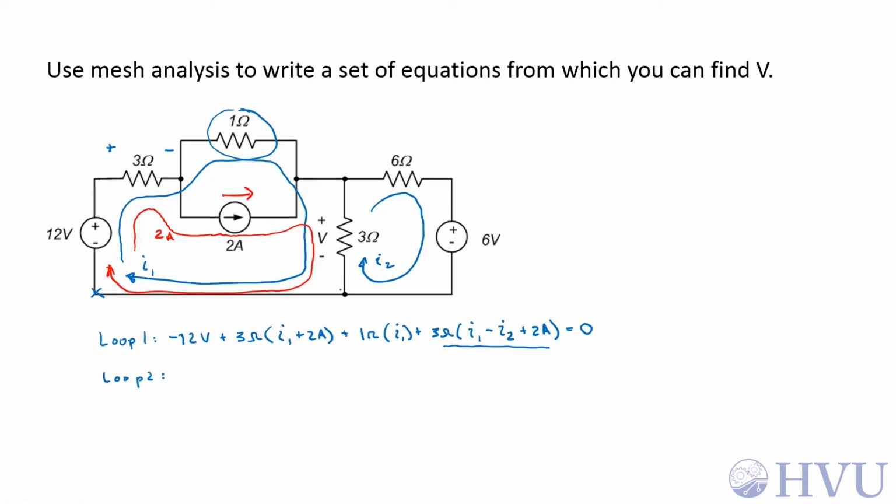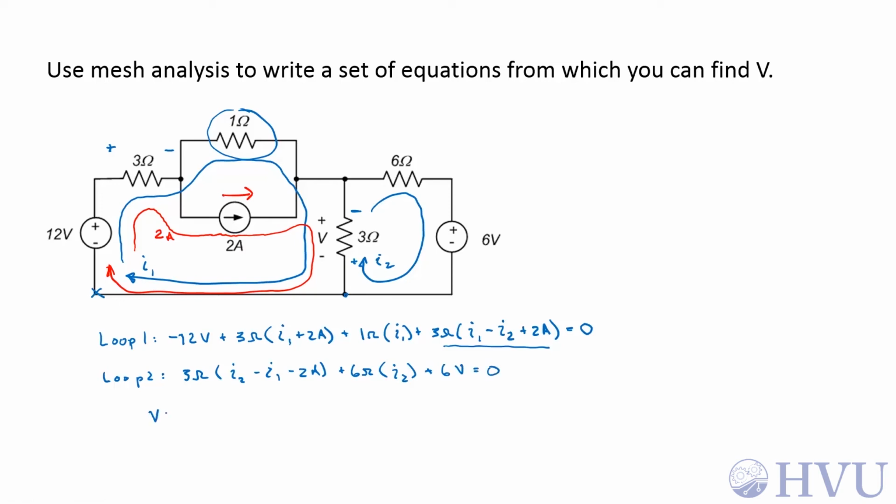For loop 2, going here, now I'm going to set my polarity according to the current I2, so this is my positive terminal. So I have 3 ohms times I2 minus I1 minus my 2 amp constraint, because that's now entering this negative terminal, plus 6 ohms times I2 is the only mesh current going through that 6 ohm resistor, plus 6 volts is equal to 0.